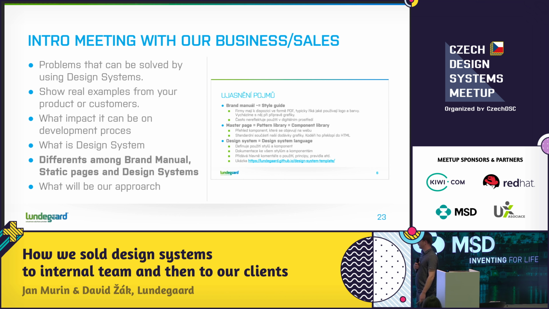Yeah, make it clear with VOC. That means what is a brand manual, what is a master page, and what's the difference from a design system. Where is the opportunity to make some other mapping? Because we usually hear, is there any difference between a design system or a pattern library, or we are already doing the design system, but it was just a misunderstanding of what a design system is.